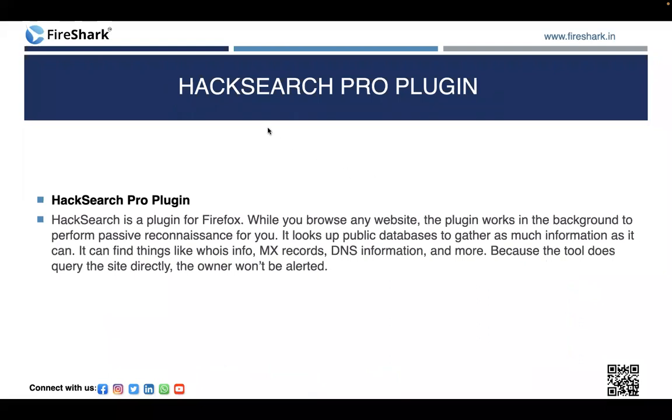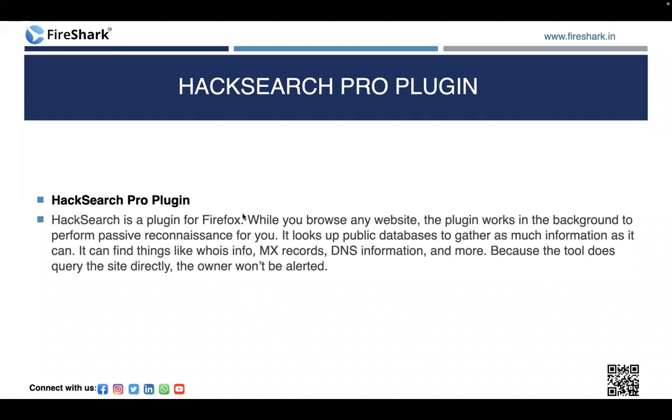Now there is something called a HackerSearch Pro plugin. You can have this plugin, and while you browse any website, the plugin works in the background to perform passive reconnaissance for you. It looks up the public databases to gather as much information as it can, and it finds things like WHOIS info, MX records, DNS information, and more. Because the tool does the query search on the sites directly, the owner won't even be alerted.